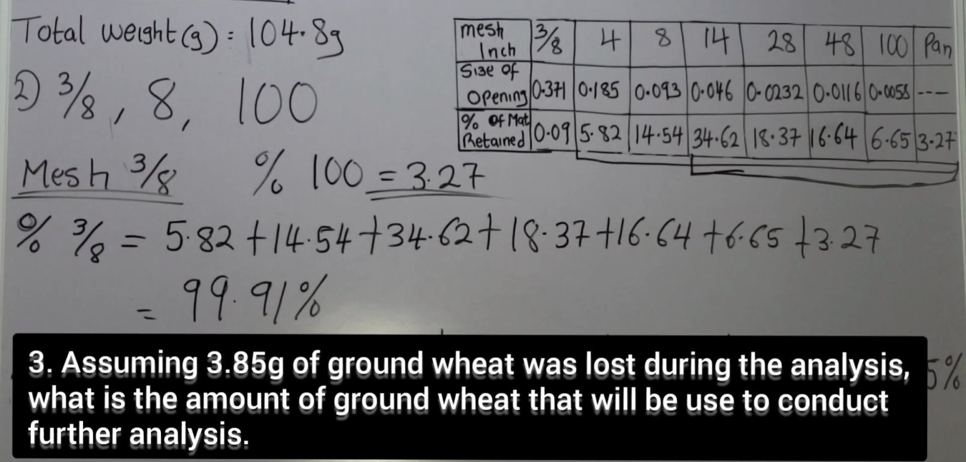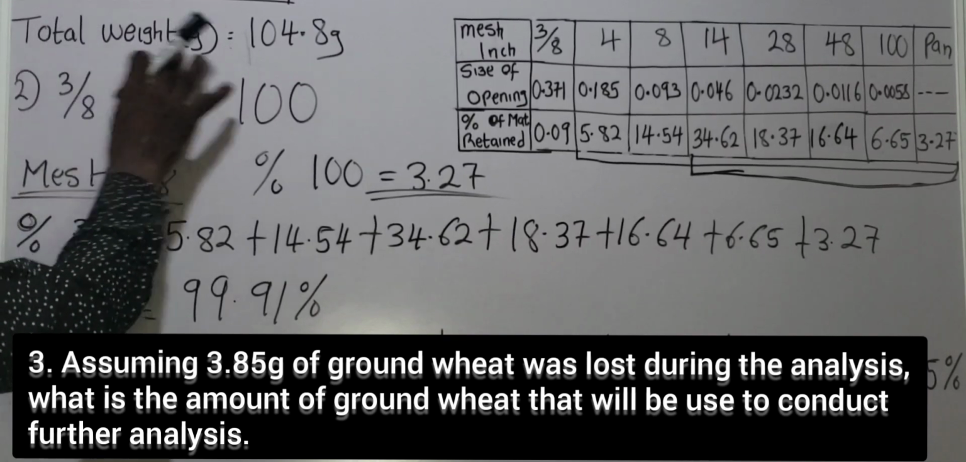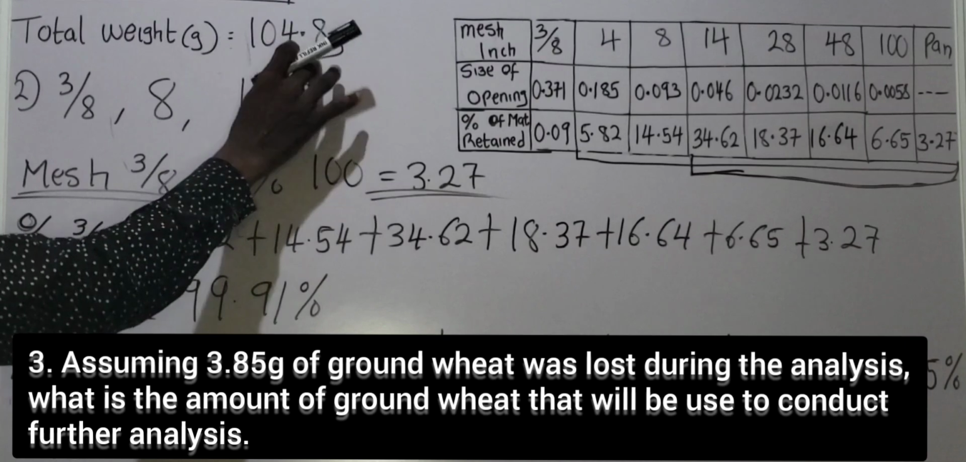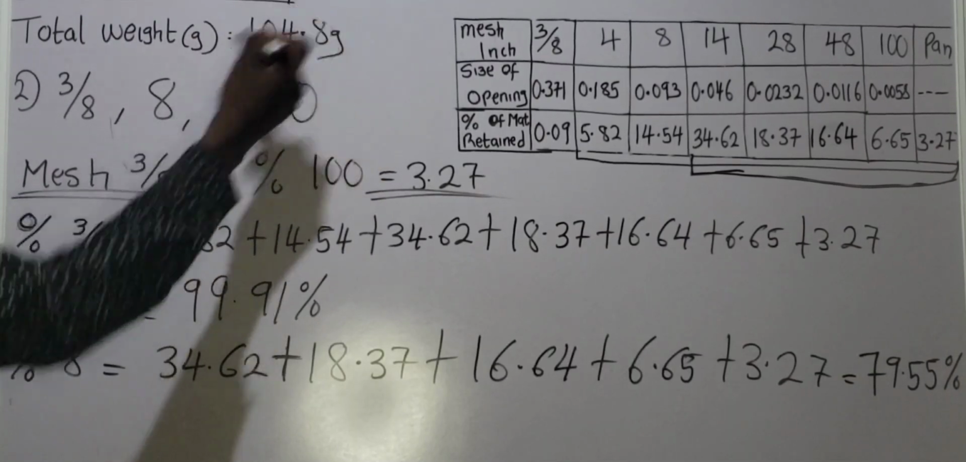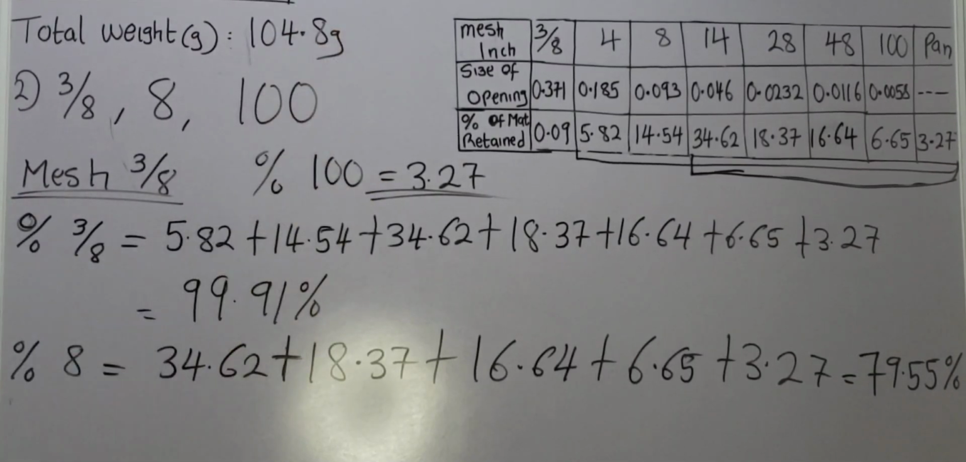Assuming 3.85 grams of the wheat was lost during this analysis, what is the amount of materials that will be used to conduct further analysis? It's very, very simple. What are you going to do? Now, this is the total weight of the material that we are given. This is the total amount of gram weight that we use to conduct our experiment.